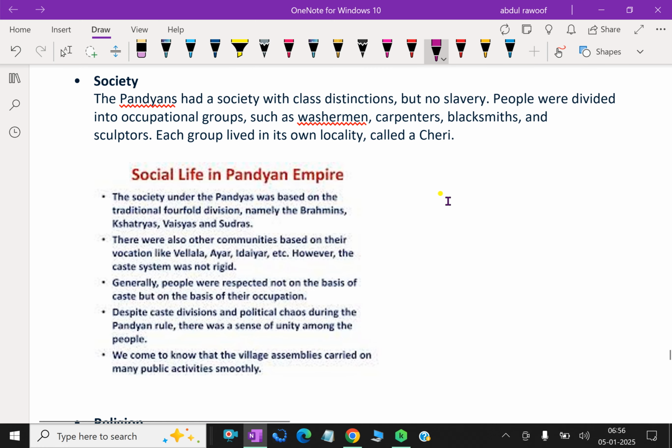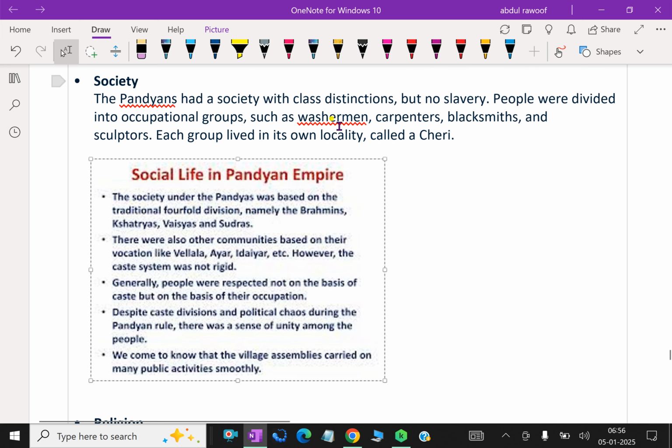The society. The Pandyans had a society with class distinctions but no slavery. People were divided into occupational groups such as washermen, carpenters, blacksmiths, and sculptors. Each group lived in its own locality called a cheri.